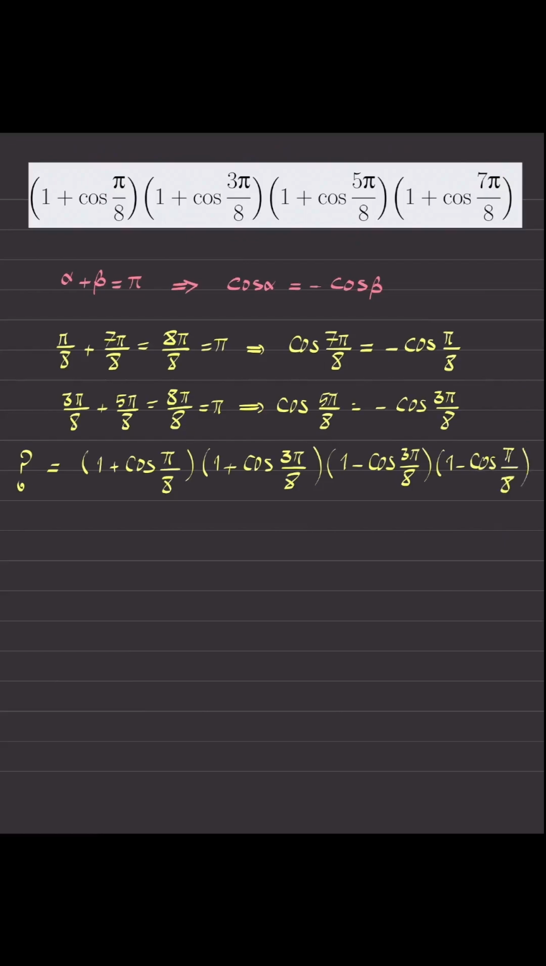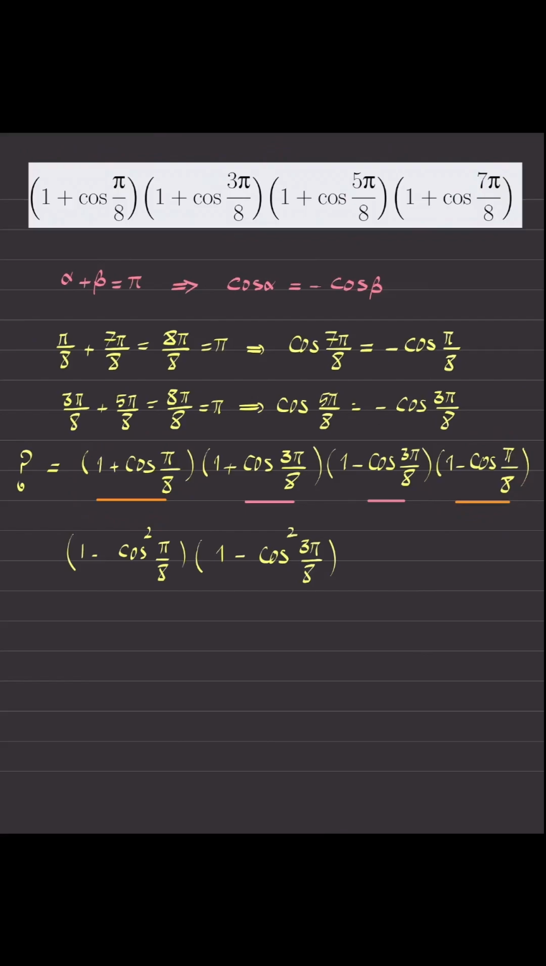Now immediately you realize that I have two conjugate patterns. This one with that one forms a conjugate pattern, and this one with this one forms a conjugate pattern. So if I multiply this by that, it becomes 1 minus cosine to the power of 2 of pi over 8. And if I multiply the middle ones, it becomes 1 minus cosine squared of 3 pi over 8.